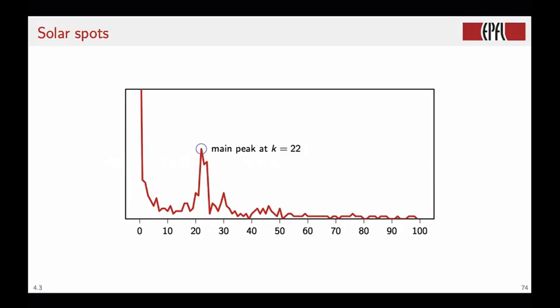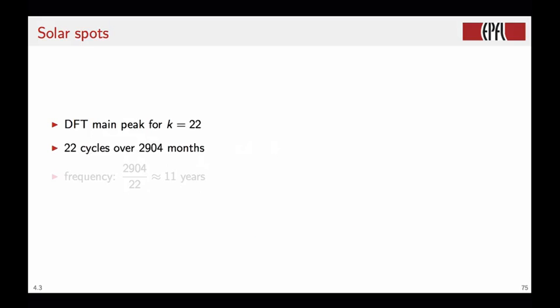The main peak happens at k equal 22. There are 22 cycles over the entire data set. So the data set is 2,900 months, so the period of the sunspot activity is 2,900 divided by 22, which is approximately 11 years. So solar activity seems to have an inherent period of 11 years.